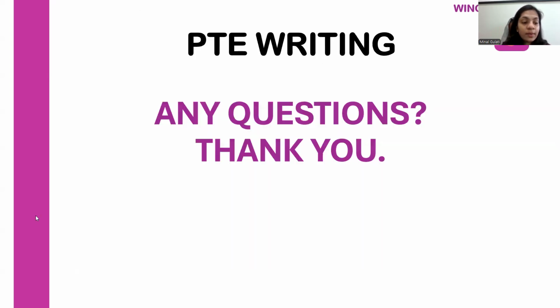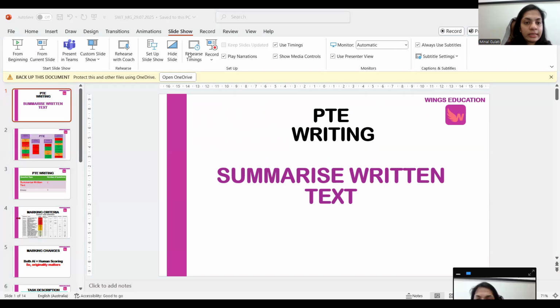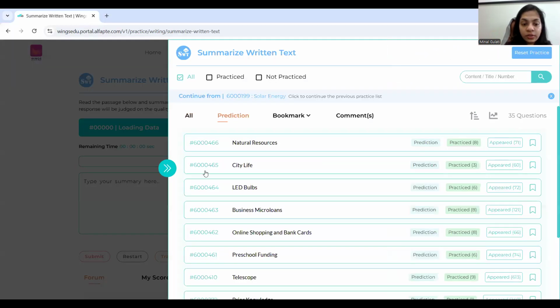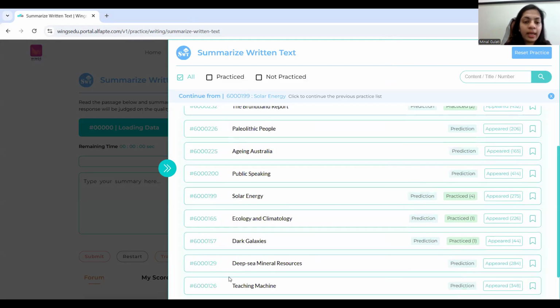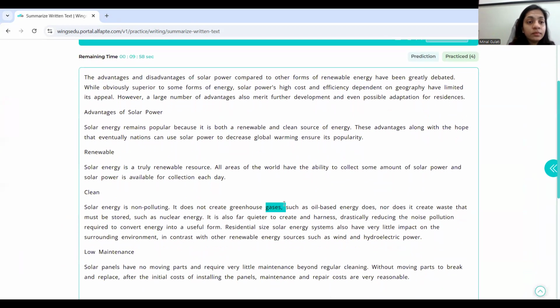Okay, so this is your summarized written text. Now I'll show you one question in the portal, how to do this. If we go here and go into practice, summarize written text, let's practice from the prediction questions, that are the questions that have high chances of appearing again. Maybe let's say we do solar energy.